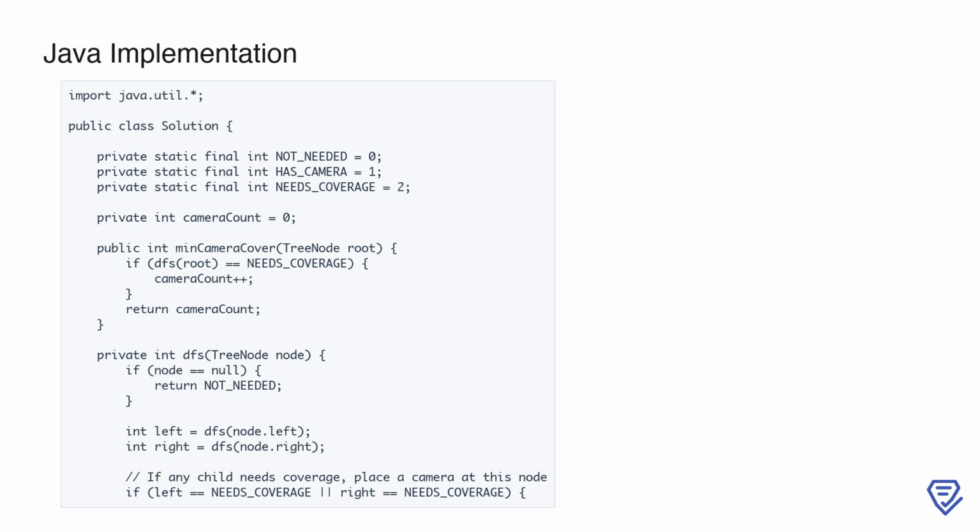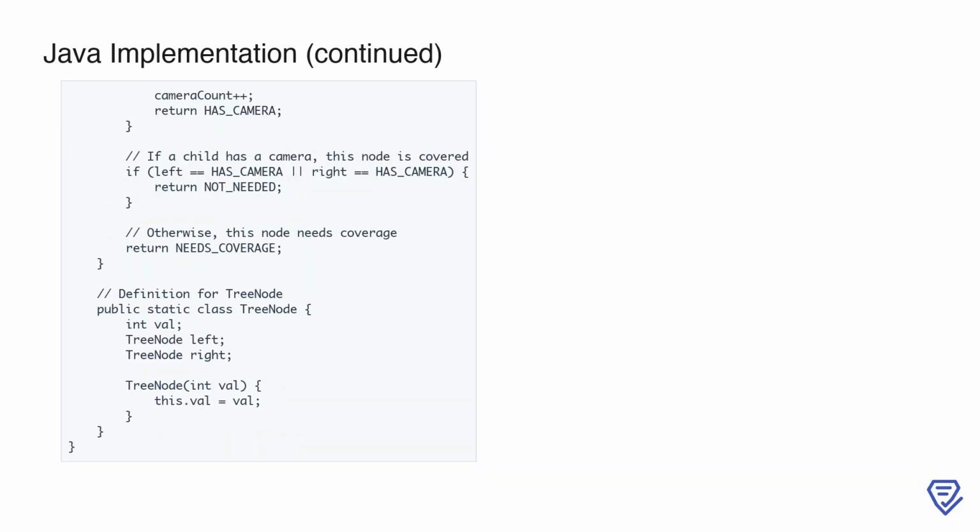The helper method, DFS, recursively traverses the tree and determines the coverage status of each node. If the current node is null, it is considered not_needed since there's nothing to cover. Now, within the DFS method, we analyze the results of the left and right child nodes. If either the left or right child needs coverage, we place a camera at the current node, increment the camera count, and return has_camera to indicate that this node now has a camera. If either child already has a camera, the current node is covered, so we return not_needed. In cases where neither child has a camera and neither needs coverage, the current node itself is marked as needs_coverage, indicating it must be covered by its parent.